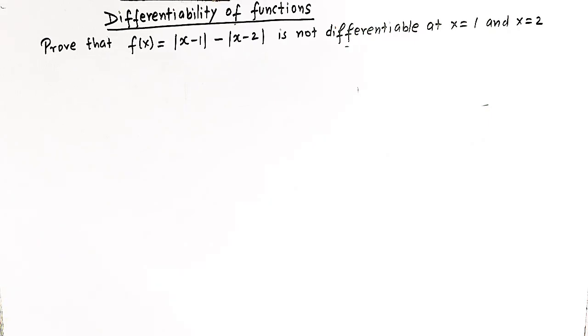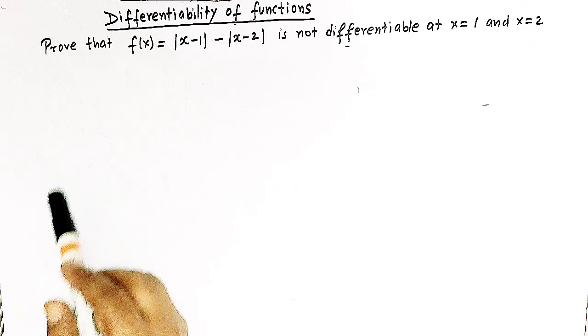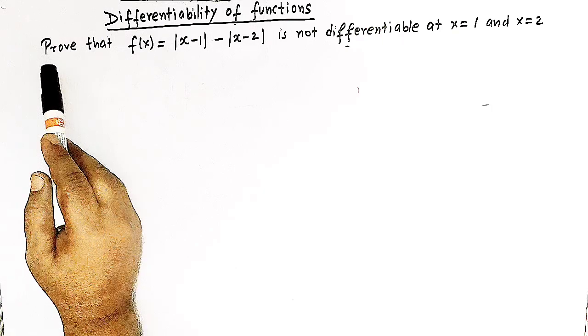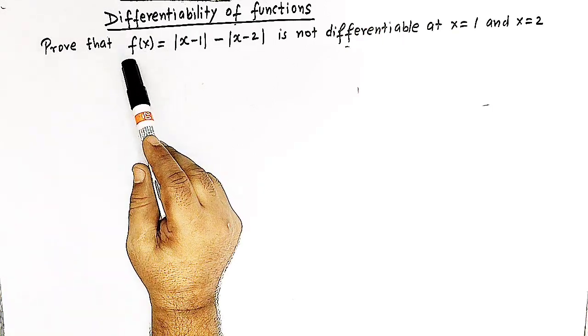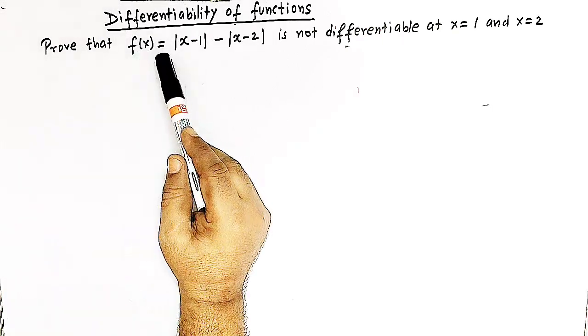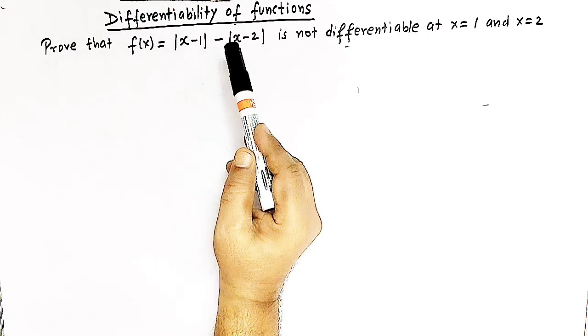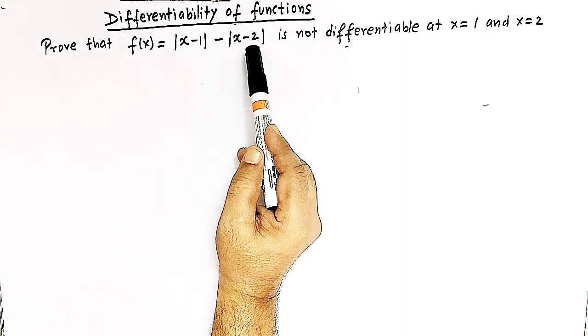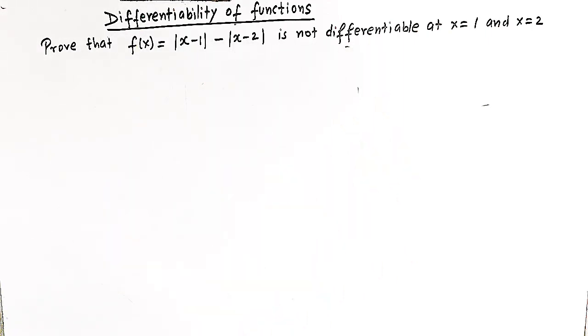Hello viewers, in today's session we are going to discuss an important problem from differentiability of functions, and here we are going to solve this problem where we have to prove that the function f of x, that is equal to mod of x minus 1 minus mod of x minus 2, is not differentiable at x is equal to 1 and x is equal to 2, right?